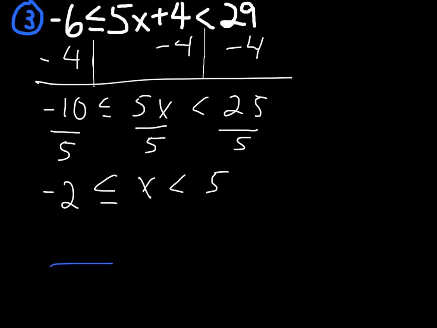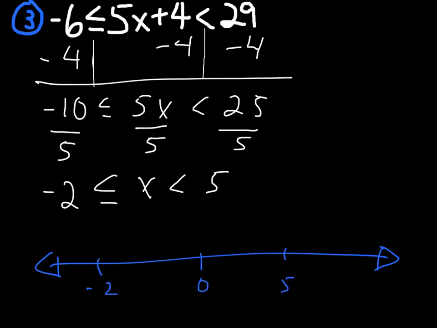Okay, this time when I have my number line, I will use negative 2 and 5. So negative 2, I'll throw 0 in there, and 5 will be right there. The negative 2 is going to be a closed dot because it includes the equal sign. The 5 will be open.